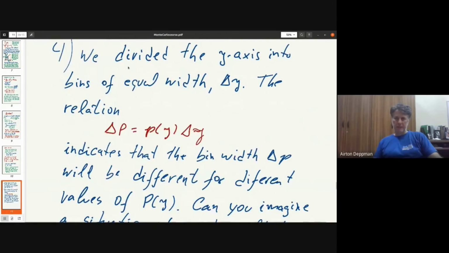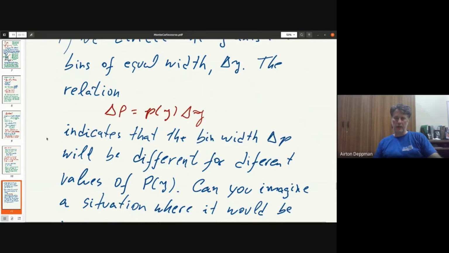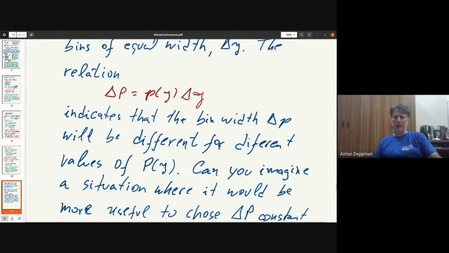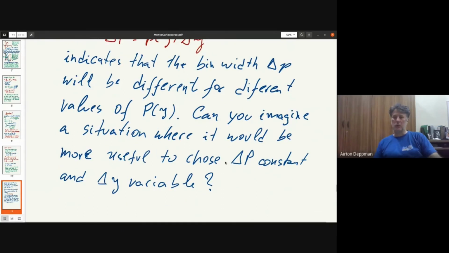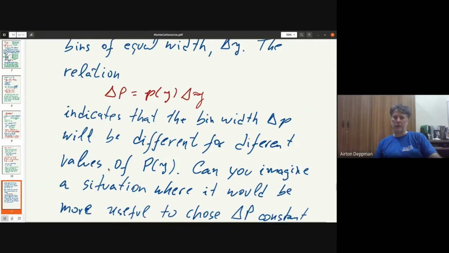Let's see here. We divide the y-axis into beams of equal width. The relation is this, indicating that beam width delta p will be different for different values of y. So can you imagine a situation where it would be more useful to choose delta p constant instead of delta y constant? So we choose delta p constant and delta y will be variable.